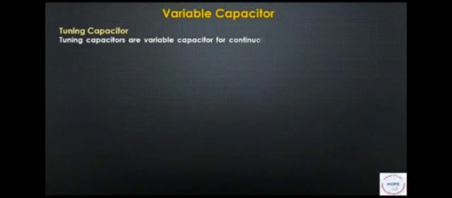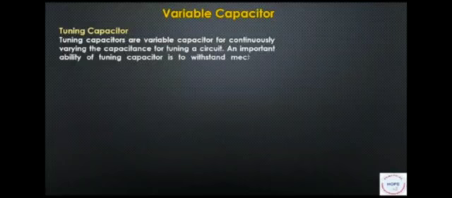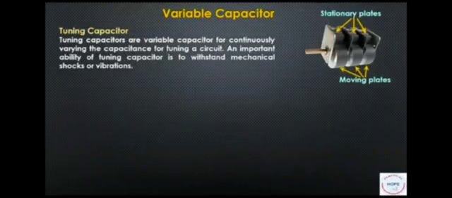The variable capacitors can be divided into two types. First one is the tuning capacitor. Tuning capacitors are variable capacitors for continuously varying the capacitance. They have the ability to withstand mechanical shocks or vibrations. So on the right hand side you can see the tuning capacitor. These are the stationary plates and these are the moving plates, which can be rotated using the shaft.